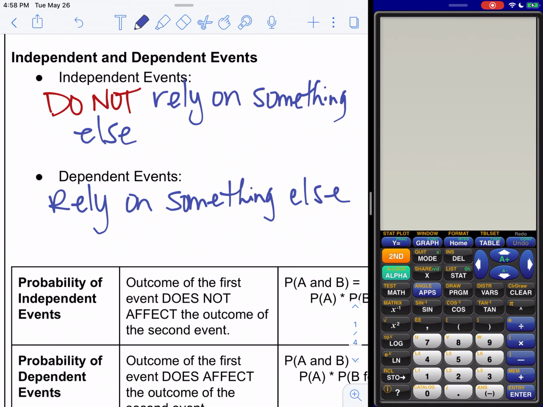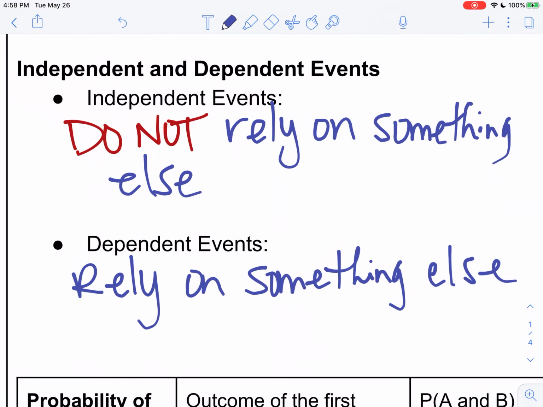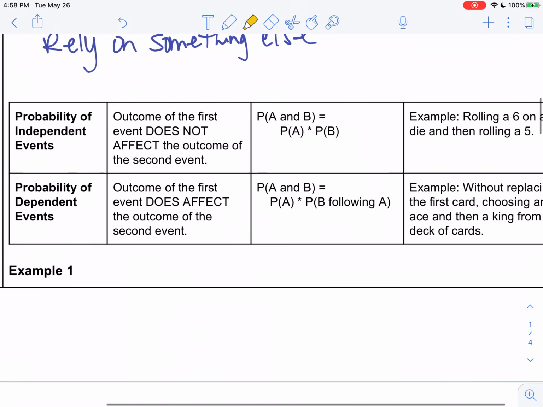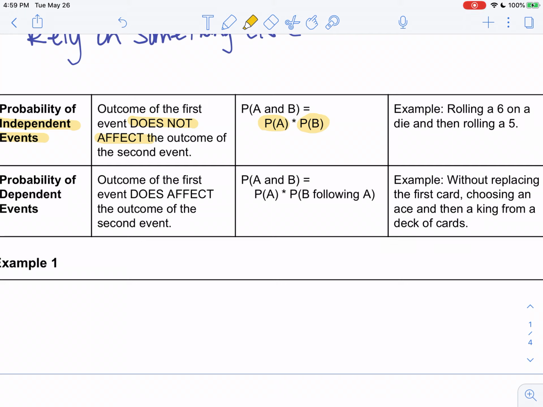All right, so when we're talking about the probability of independent and dependent events, we have two different formulas. If we're talking about independent events, where the outcome of the first event does not affect the outcome of the second event, all we need to do is find the probability of the first event and multiply it by the probability of the second event. So the example here says rolling a 6 on a die and then rolling a 5. Rolling a 6, there's 1 six out of 6 sides on that die. There's 1 five out of 6 sides on that die. So 1 sixth times 1 sixth, we have 1 out of 36.